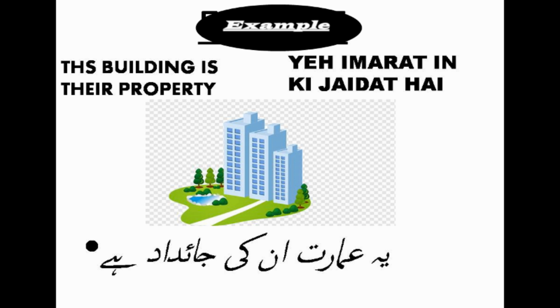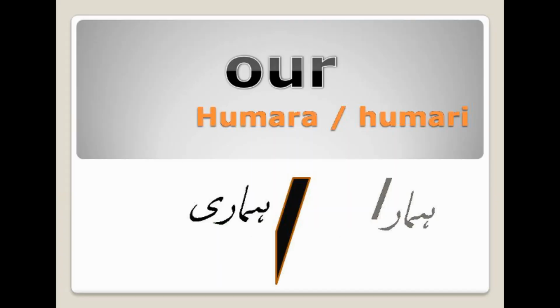Now we move to our next word, which means "our". The word meaning "our" in Urdu is हमारा or हमारी. हमारा is used for a masculine object and हमारी is used for a feminine object.